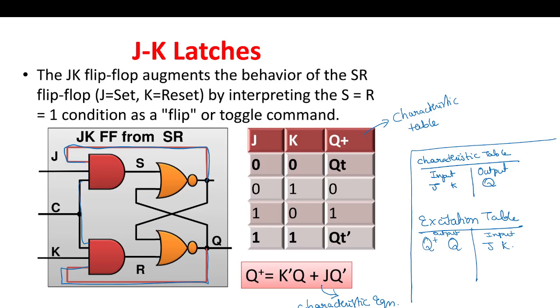Yes, so I hope these terminologies are clear. When we are doing some flip-flop conversion, again we will be using these terminologies: characteristic table, characteristic equation, and what is the excitation table. This one represents the characteristic table, and this one represents the characteristic equations. So how is it?